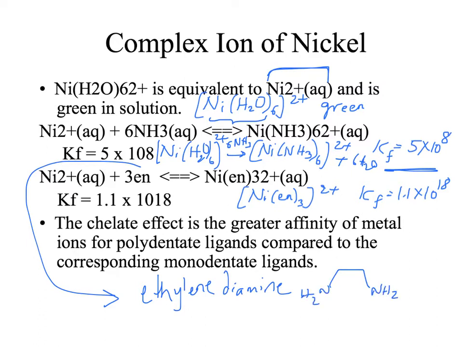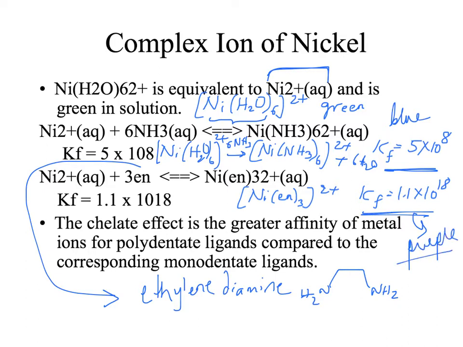Essentially, the formation constant for that is 1.1 times 10 to the power of 18, and that is a really high formation constant value. Now, this first one, the nickel complex with the ammonia, has a blue color, and the ethylene diamine complex has a purple color.